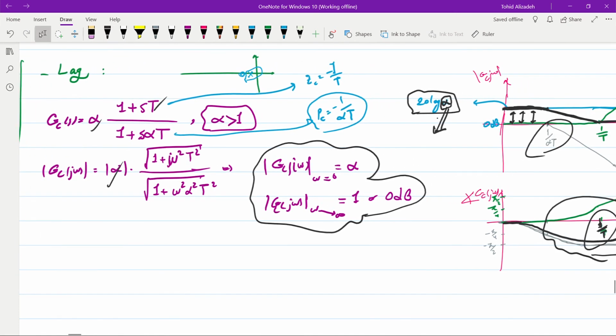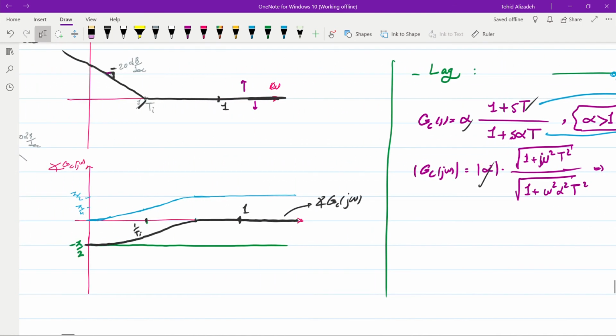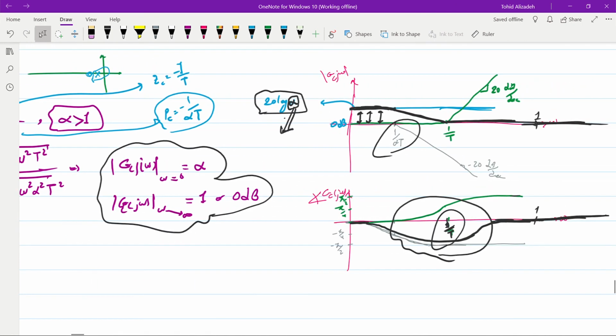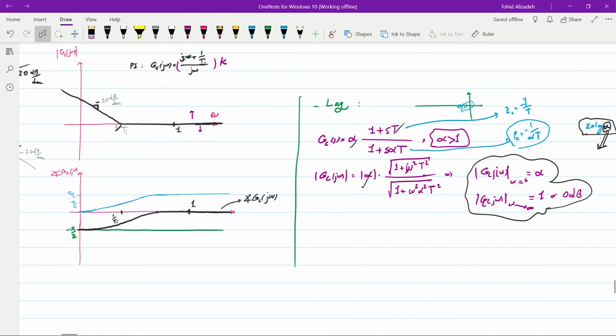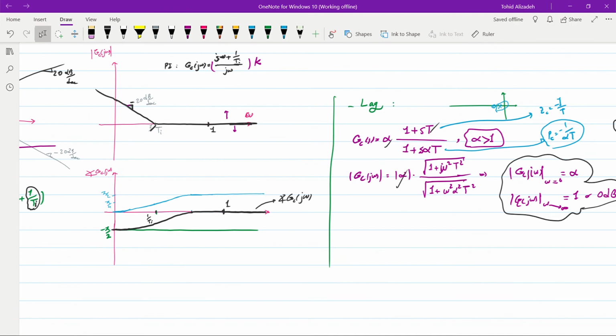Alright, so I think that's all for this video. I hope you have got how the PI controller and the lag controller will behave and how they will improve the steady state behavior of the system while not touching the transient response of the system.